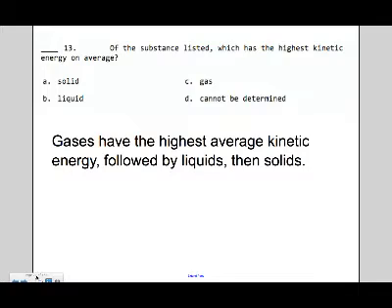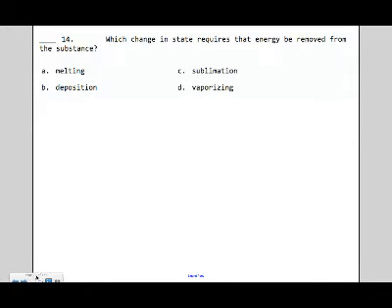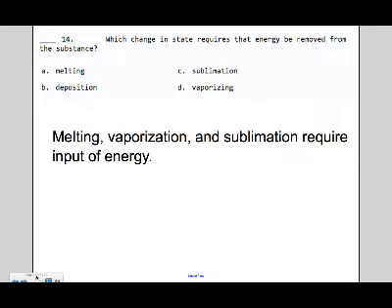Number 14, which of the following changes in state or phase changes requires that energy be removed from the substance? So we're going from higher energy state to lower energy state. Well, melting is something that requires an input of energy. So is vaporization, and so is sublimation. All of those changes, melting is going from solid to liquid, vaporization is liquid to gas, sublimation is solid directly to gas. All of those require the input of energy, which means the only choice left is B. But just so you make sure you know, condensation, freezing, and deposition, those 3 phase changes all require removing energy from the system.